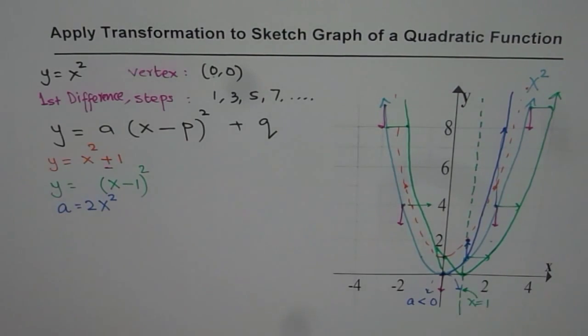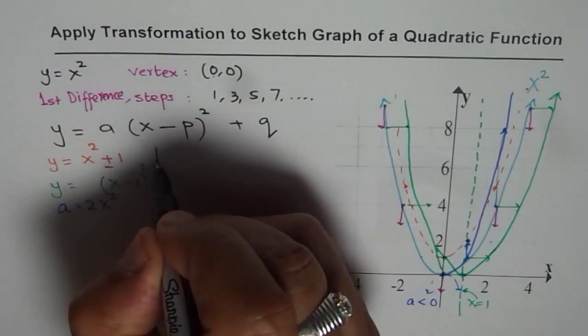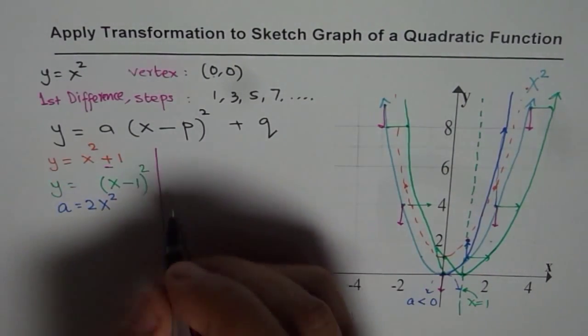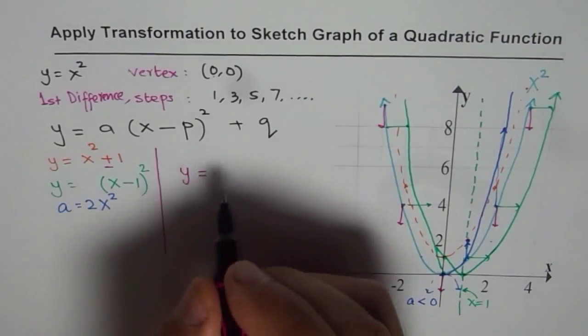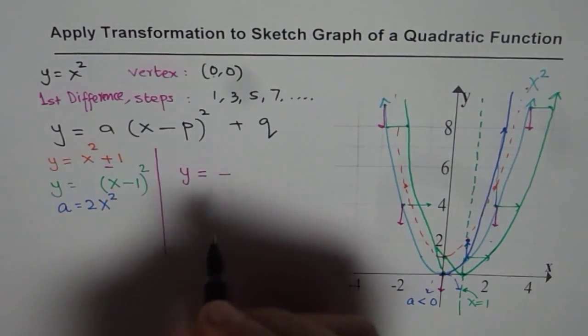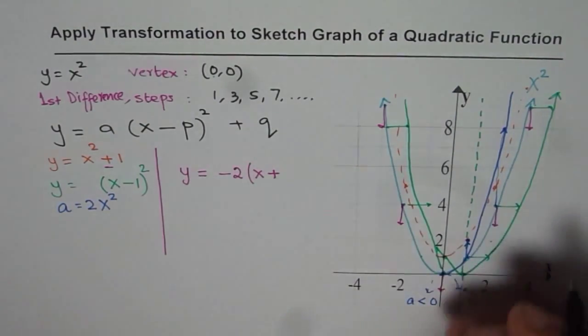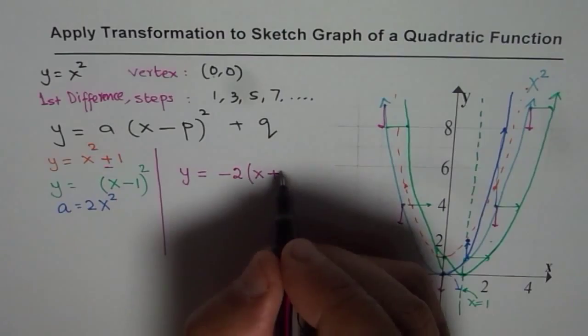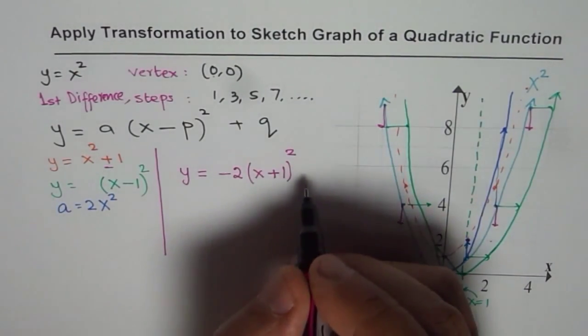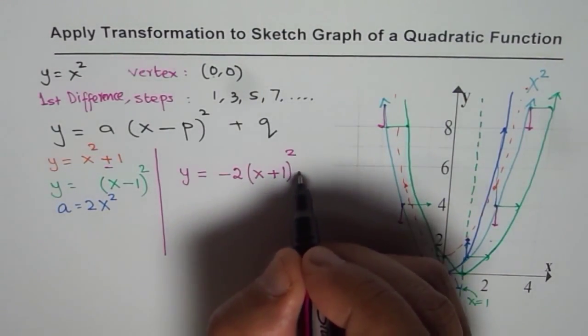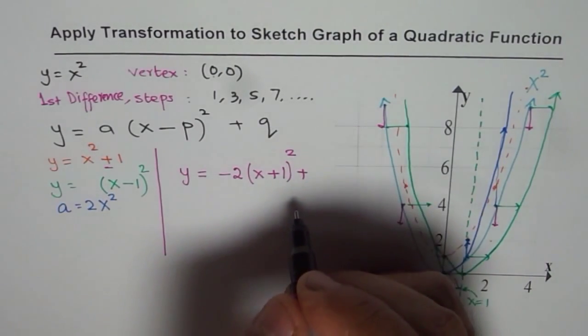Now let us take all these things together, right? So for that, let me write down a new function, and then we will sketch that from the very basics, right? So let me use this color to write down our new function, and let us say that our function is y equals minus 2 times x plus 1, whole square, because we moved to the right side before, we'll show left side now, and let us say the q value is positive. Let us keep it positive 8.